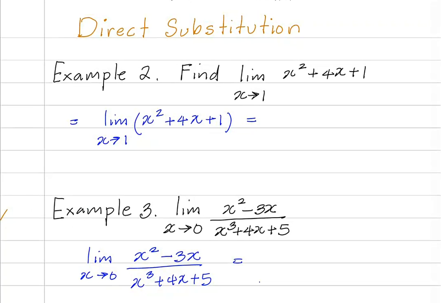Alright, so direct substitution, example 2. We're to find the limit of x squared plus 4x plus 1 as x approaches 1. For direct substitution, it's simply wherever I see x, I'm going to take out x and put 1. So this would be equal to 1 squared plus 4 times 1 plus 1, which is 1 plus 4 plus 1, equal to 6. So the limit of x squared plus 4x plus 1 as x approaches 1 is 6.